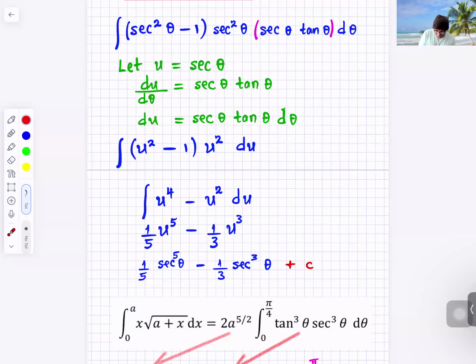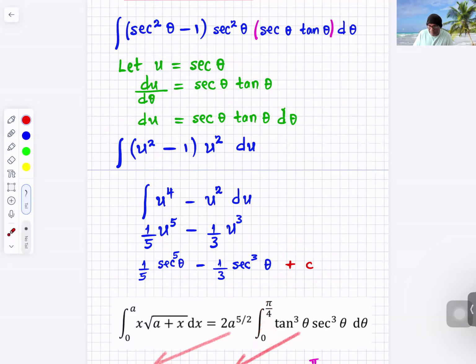Integrate u to the 4. To integrate, add 1 to the power, divide by the new power. u to the 5 over 5 minus u cubed over 3. Replace u with sec theta. So your answer is 1 over 5 sec to the 5 theta minus 1 over 3 sec cubed theta plus c. But we don't need this constant of integration. I just put it there because it's a habit, because we have a limit, pi over 4 and 0.